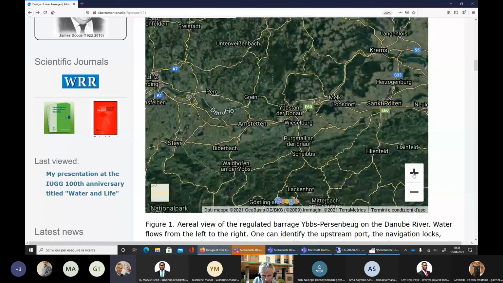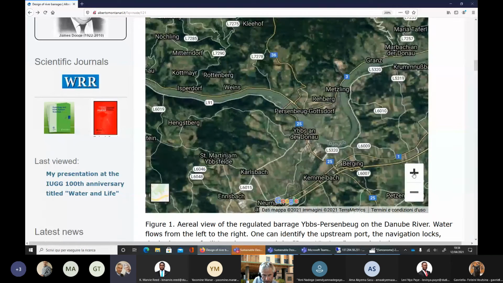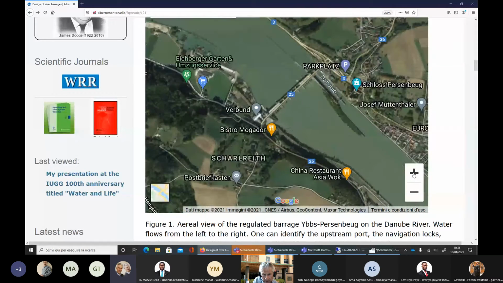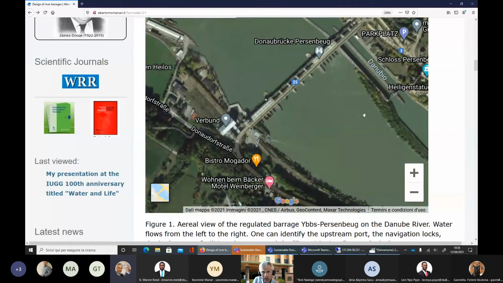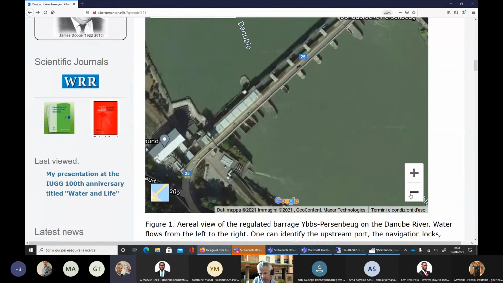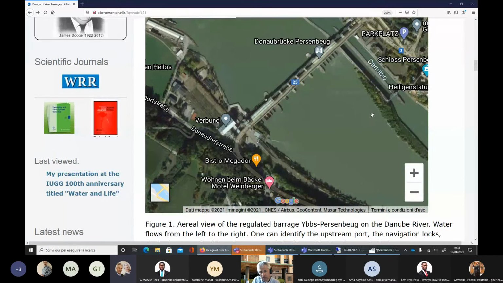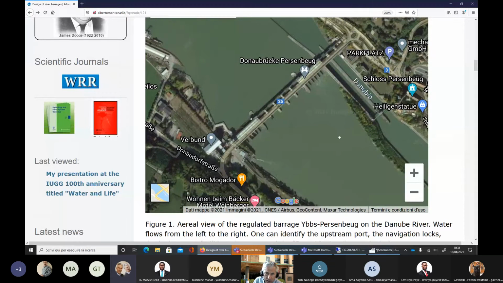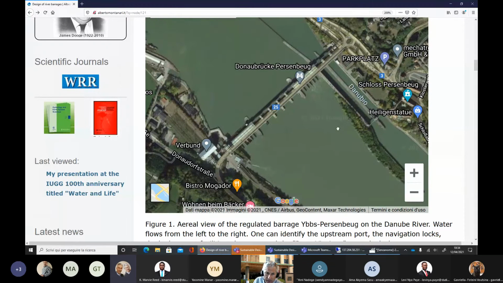In fully Austrian. I think it's located. It's not at the boundary. It's located in Austria. And it is an important barrage. It's on the Danube. And the purpose in this case of the barrage is not water withdrawal, but it's to facilitate navigation. And this is a complex structure.